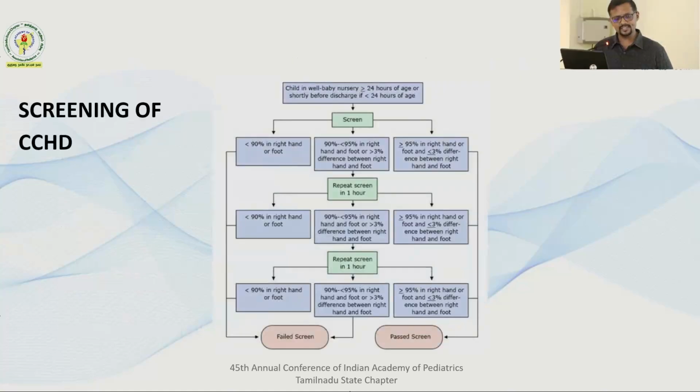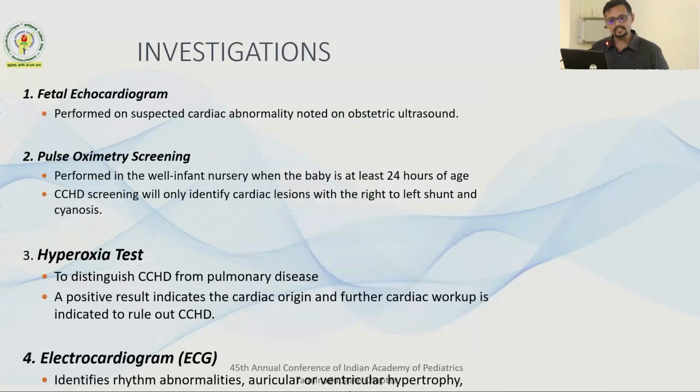So this is how we screen a child presenting to us with cyanosis. Less than 90%, 90 to 95%, more than 95%. More than 95%, we know that it is not a cyanotic heart disease. Less than 90%, we have to keep screening every year. Somewhere between 90 to 95%, keep on screening it. Once the screen fails, if it is less than 90%, we have to label it as cyanotic heart disease. If it is more than 95%, I think we have to think about acrocyanosis and then send the baby for observation at home. So these are the investigations we are interested in.